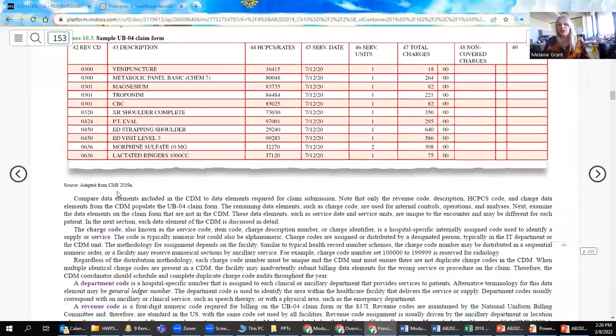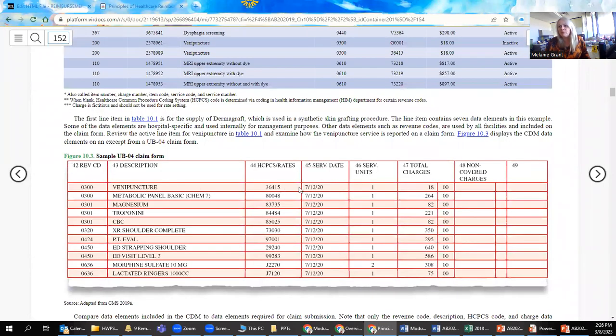our example here. Each one of these in this UB form, which is an electronic version of a claim form that used to be sent in by paper, is called a line item. So there are 2 line items of the 300 revenue code, for example, one for the venipuncture and one for the metabolic panel. Those are both going to be associated with lab work. And you can see that here, although the 301s are also associated with lab work.